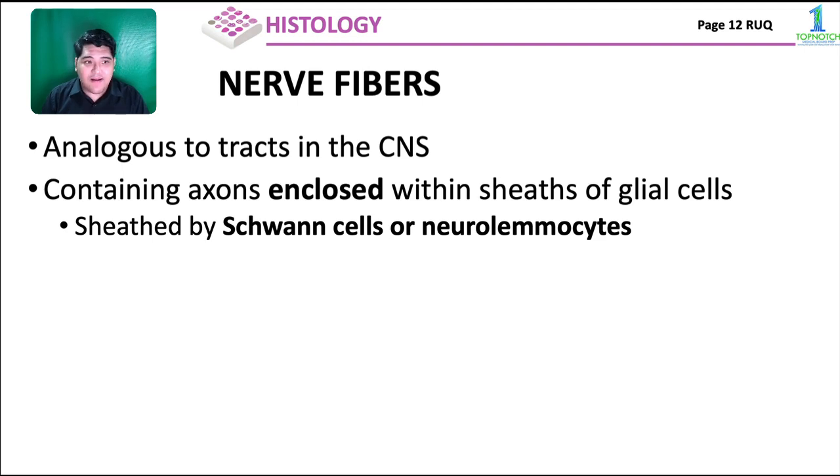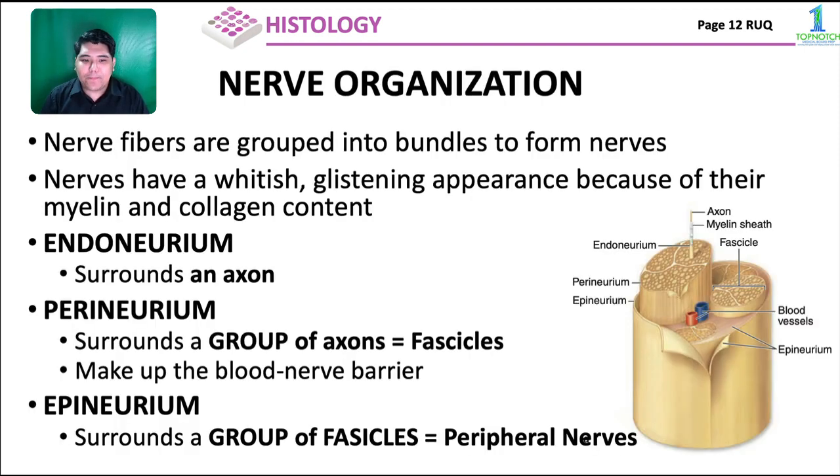Again, in the peripheral nervous system, outside, it is the Schwann cells. What is another term for Schwann cells? Neurolemmocytes. Neurolemmocytes. Just a review, in case you forgot. In the CNS, inside, it is your oligodendrocytes. Very good.